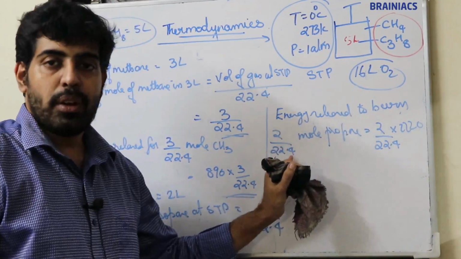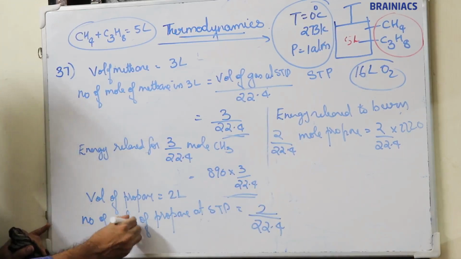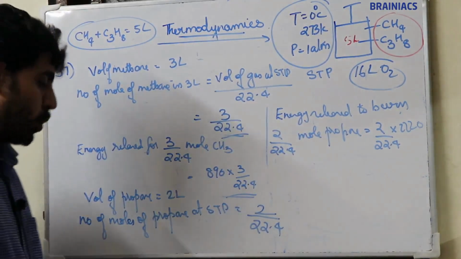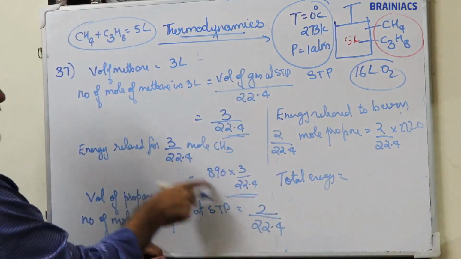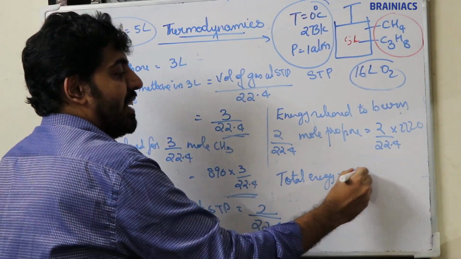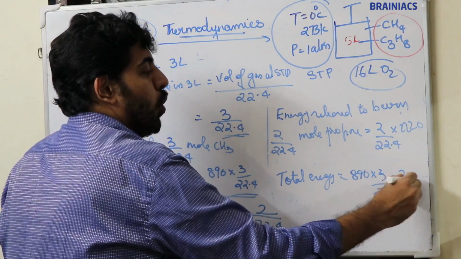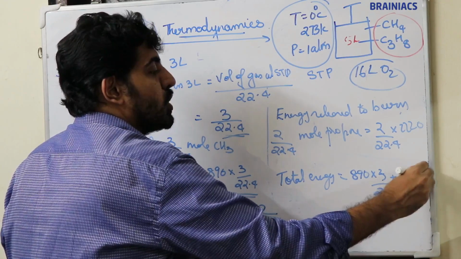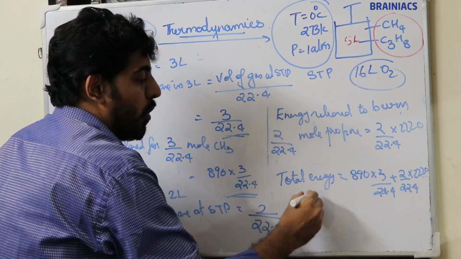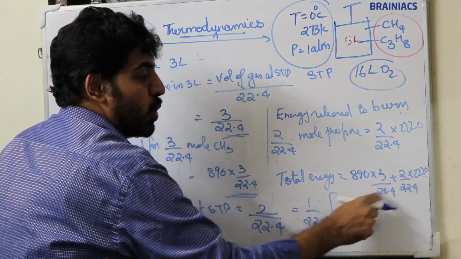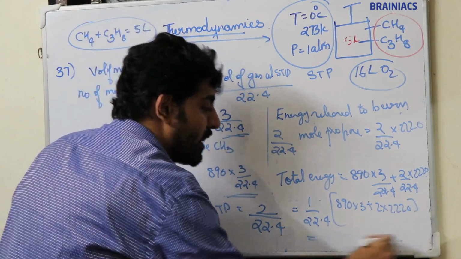So the energy released when 2 by 22.4 moles of propane are burned is 2 by 22.4 into 2220. The total energy is the energy of methane plus the energy of propane. That is 890 into 3 by 22.4 plus 2 by 22.4 into 2220. Adding these values, taking 1 by 22.4 outside from the two terms, the remaining is 890 into 3 plus 2 into 2220.